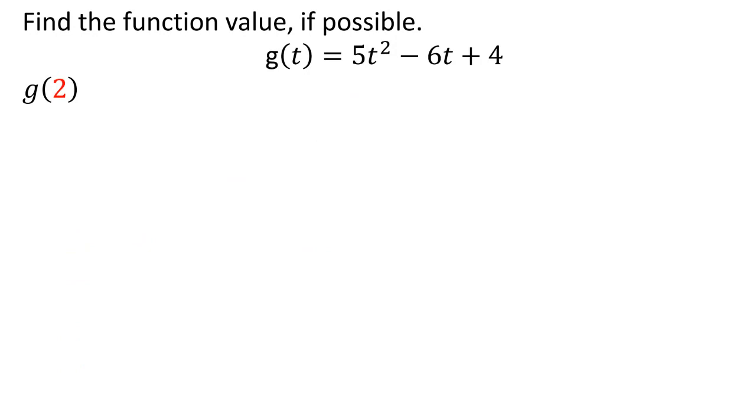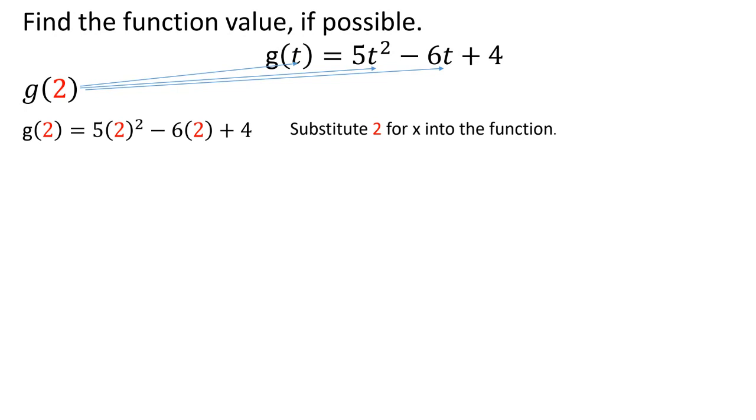All right. Let's do this one. Find the function value if possible. They're giving us this function g of t, which is equal to 5t squared minus 6t plus 4. And they want me to evaluate the function at the input 2. That means my x value is 2. So again, everywhere I see t now, it's not x, but it's t. Everywhere I see t, I'm going to plug in 2. So I'm going to substitute that t for 2 everywhere I see it on my equation.